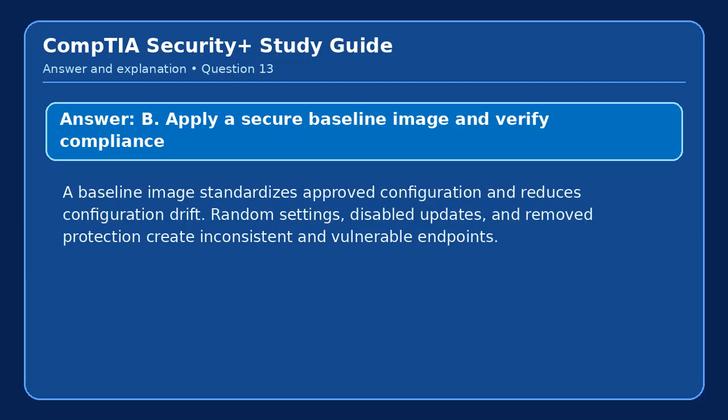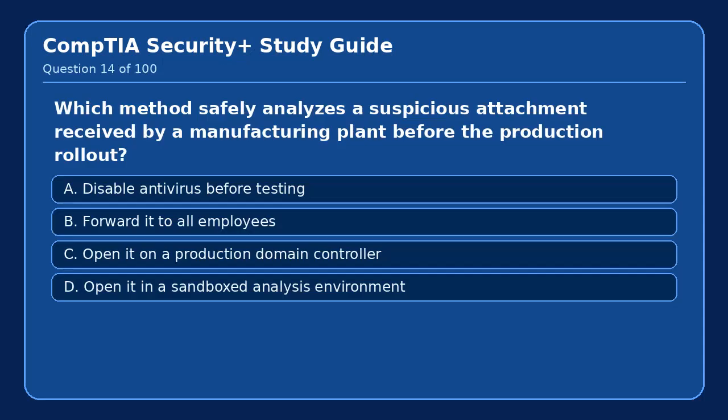Question 14. Which method safely analyzes a suspicious attachment received by a manufacturing plant before the production rollout? A. Disable antivirus before testing. B. Forward it to all employees. C. Open it on a production domain controller. D. Open it in a sandboxed analysis environment. Take a moment to choose your answer.